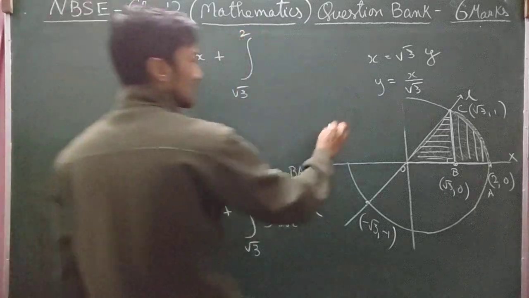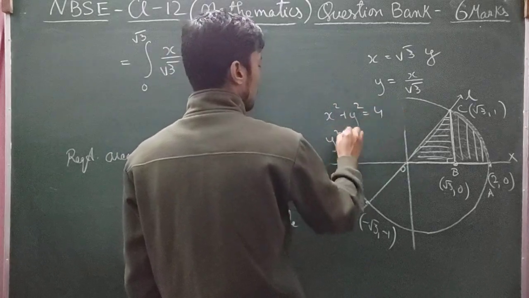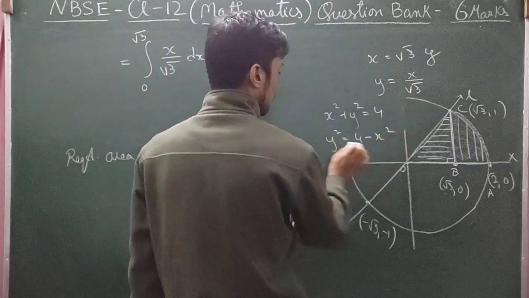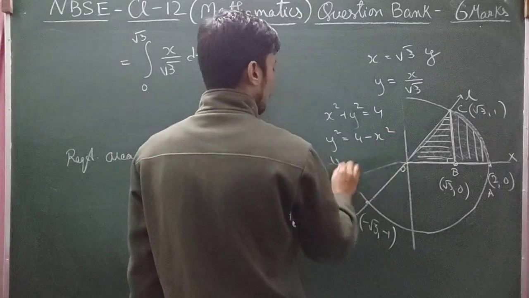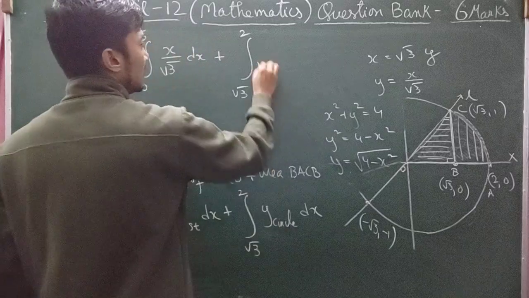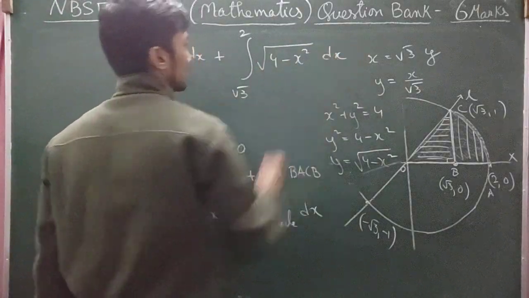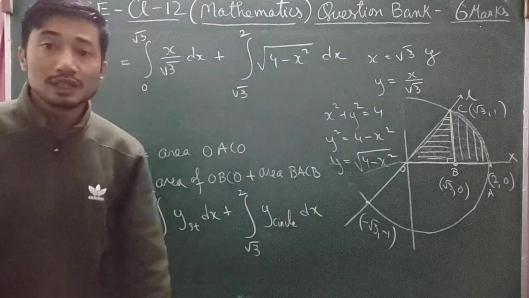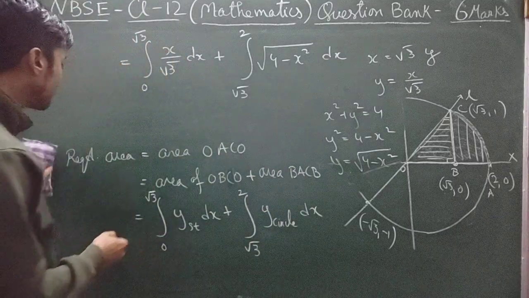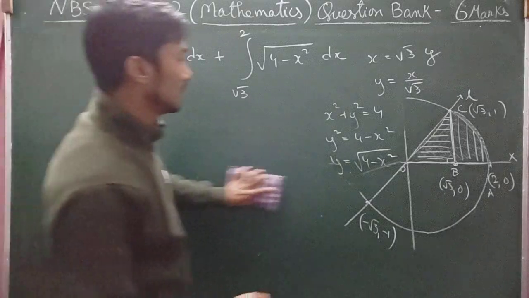What was the equation of the circle? x squared plus y squared equal to 4. So y squared equal to 4 minus x squared, so y will be root over of 4 minus x squared, with respect to x. These are our equations. Alright, so now our job is to integrate.